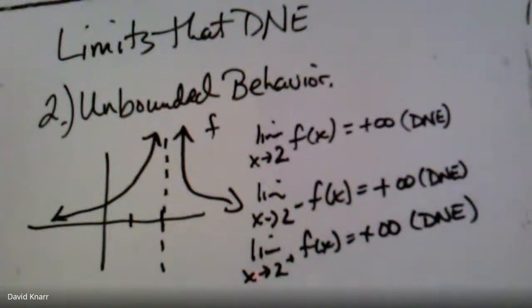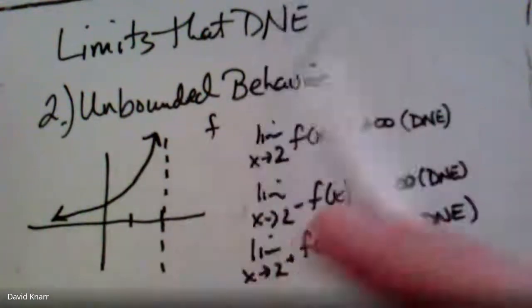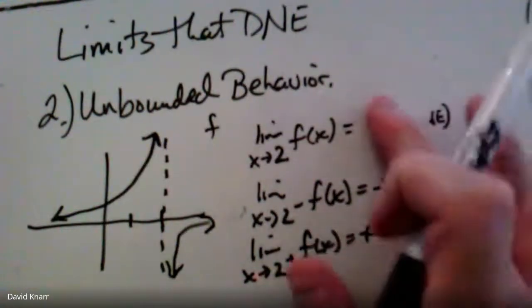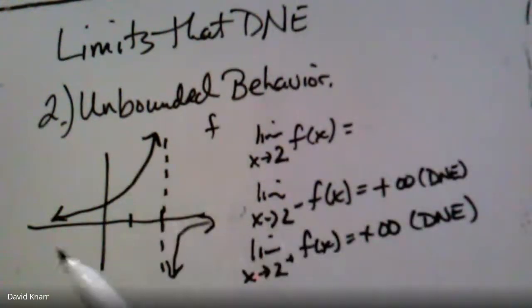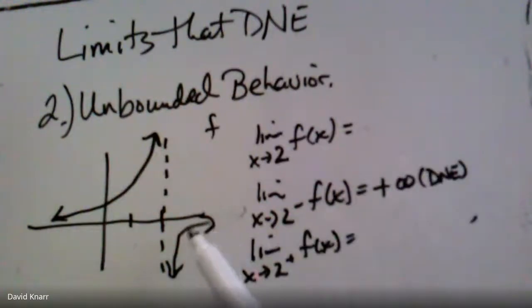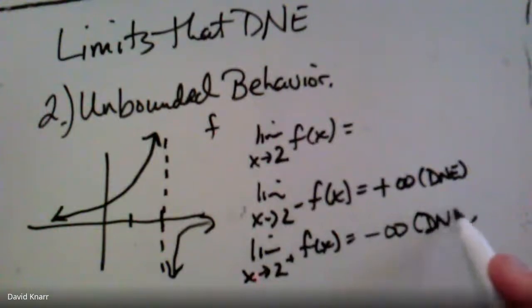Now, let's say, for example, that my graph looked like this instead. Let's just change it up a little bit. Let's go back here again and talk about some of these. The limit as x goes to 2 from the left would still be positive infinity. The limit as x goes to 2 from the right now, well, this graph goes to negative infinity. Again, technically, this limit does not exist, but we can describe the direction of the limit. So we describe the direction of the limit to negative infinity.